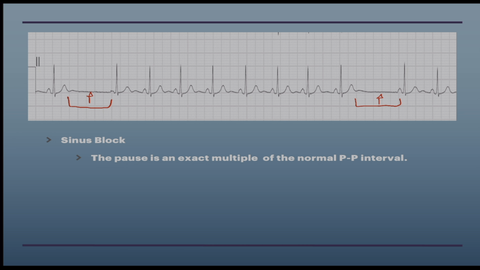in the middle. We would march that out, and we could say, well, here's my P to P interval. So here's my P to P interval. If I march that out, I should have another P wave that starts right about there, but it doesn't happen. And then I march it out again, the next P wave occurs at an exact multiple of that P to P interval. So you see how this rhythm is regular, there's just a dropped beat in the middle. That is what gives us the justification to call this a sinus block.